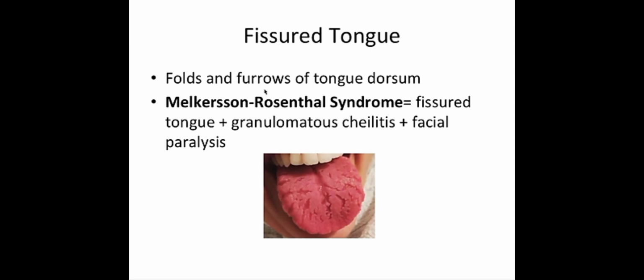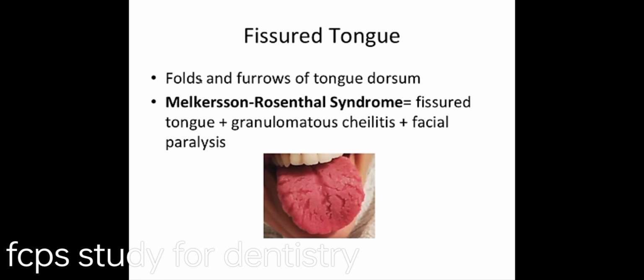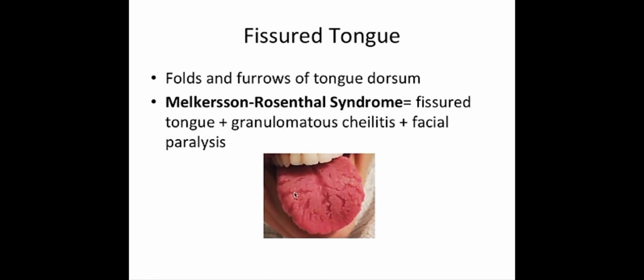Fissured tongue is relatively more common than some of the other ones we talked about. It has the folds and furrows of the tongue dorsum, the top surface of the tongue here. More important, it's involved in this syndrome called Melkersson-Rosenthal syndrome, and has fissured tongue, granulomatous cheilitis, which is basically lip inflammation involving granulomas, granulation tissue, and facial paralysis.